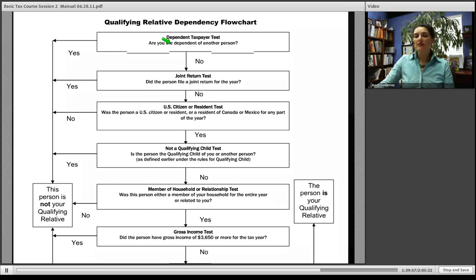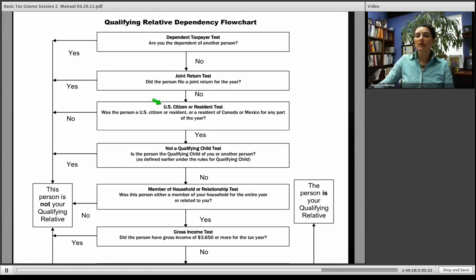If you are not the dependent of another person, we move on to the joint return test. Did that person file a joint return for the year? The answer must be no. And if it is, you move on to the U.S. citizen or resident test. Was the person whom you want to claim as a dependent a U.S. citizen or resident, or a resident of Canada for any part of the year? The answer must be yes.